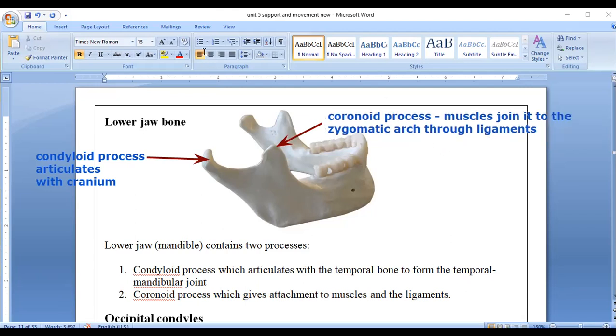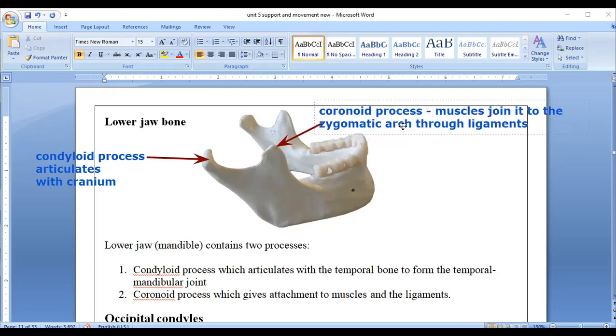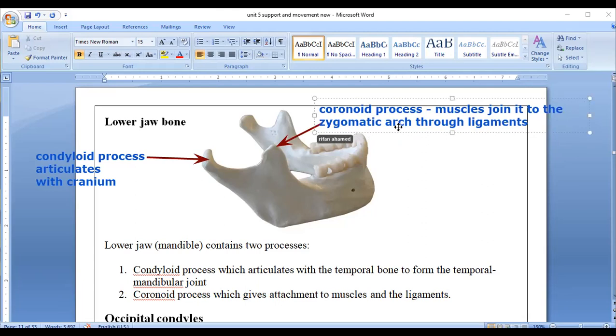Clear, sir. When you are moving your jaw, open the mouth, close the mouth, that is done by the muscle contraction and relaxation between the coronoid process and the zygomatic arc. Are you clear? Clear, sir. Right.